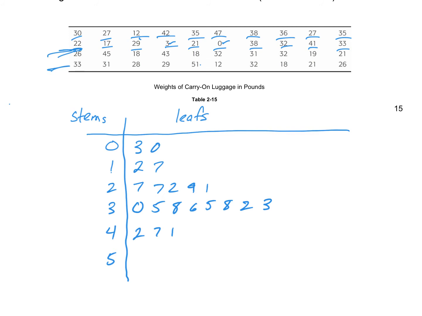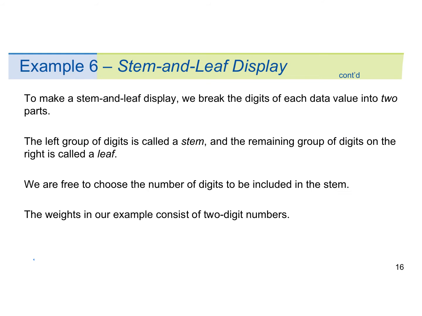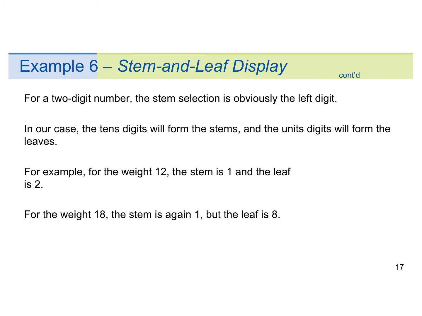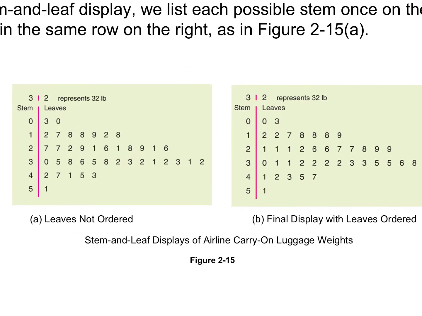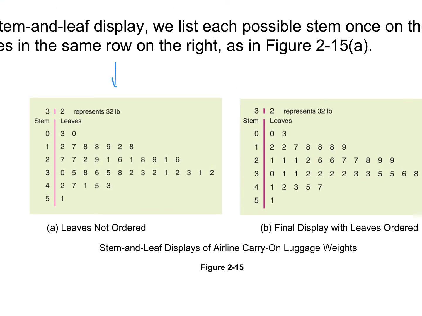Look, 7, 7, 2, 9, 1. We want them in order. We want the 1 first, and then the 2, then the two 7s, and the 9. Here it's already done for us, just so you see the order. But notice that the numbers, the leaves, are not in order. You're collecting the data, you're just throwing them out there. So when we're done with all 40 numbers, this is what it's going to look like.